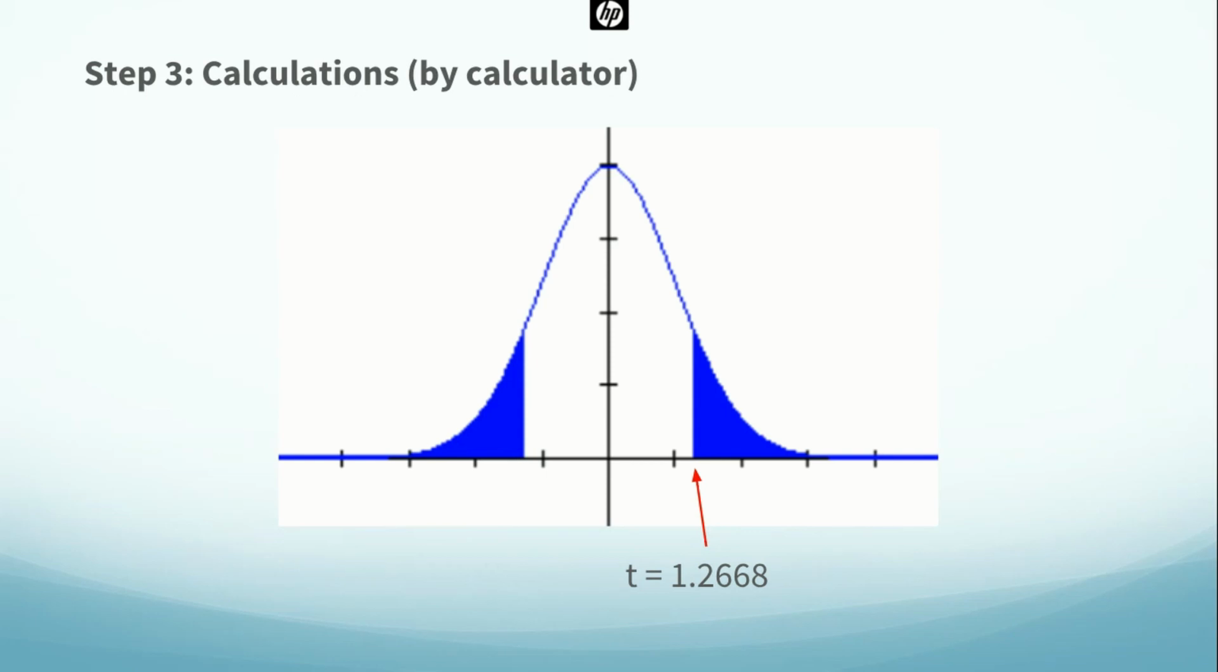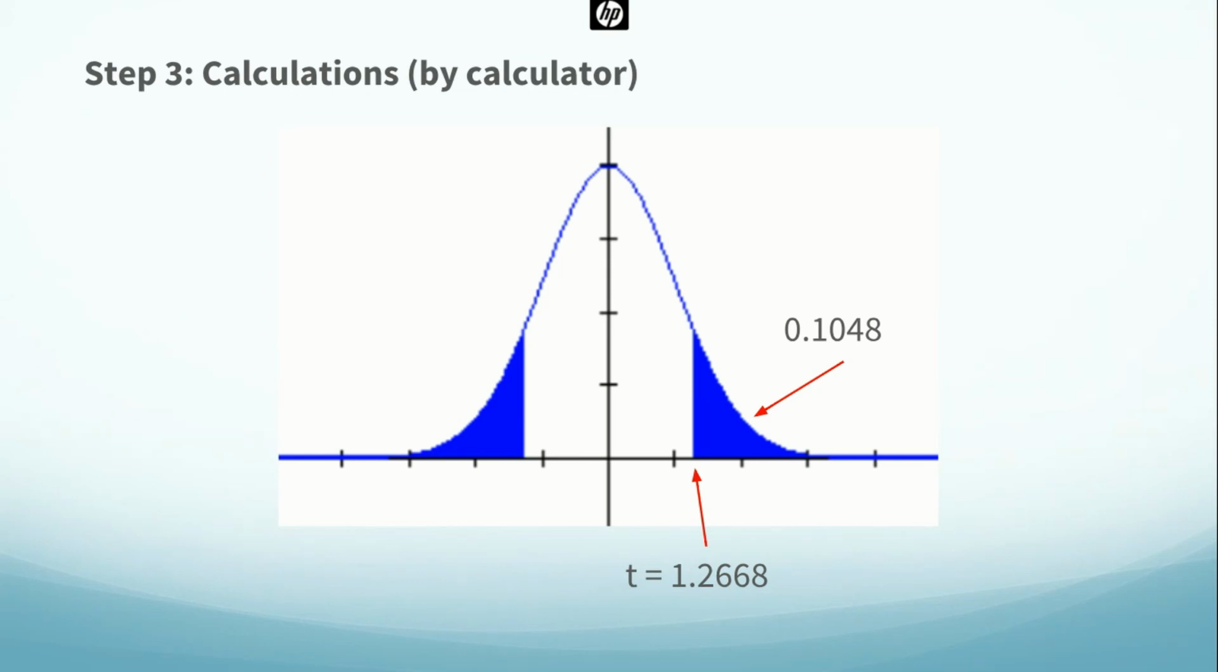Now, I want to take a second to look at the graph of what our p-value and test statistic mean. Our test statistic t is at 1.2668. We want to look at the probability of getting a sample with that test statistic or something more extreme. So we look at the area to the right. The area to the right of that t-value is 0.1048.